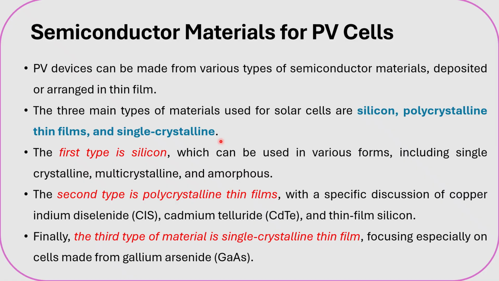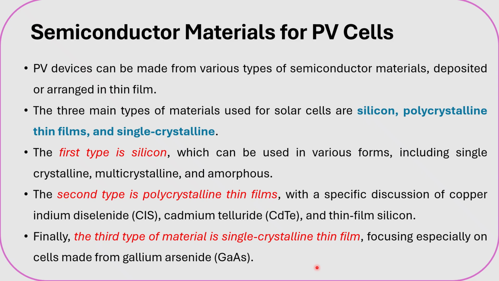The first type is silicon, which can be used in various forms, including single crystalline, multicrystalline, and amorphous. Likewise, the second type is polycrystalline thin films, with a specific discussion of copper indium diselenide, cadmium telluride, and thin film silicon. Finally, the third type of material is the single crystalline thin film, focusing especially on cells made from gallium arsenide. We call it GaAs.